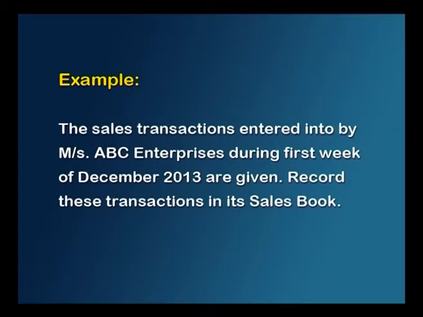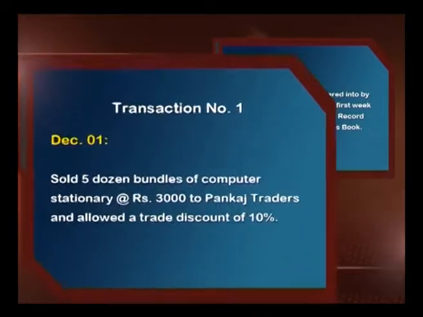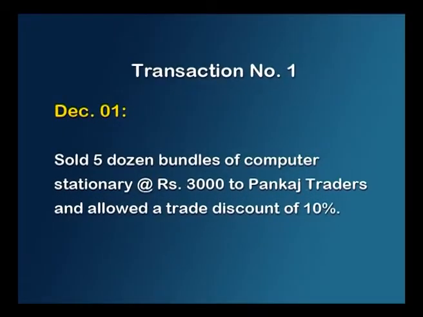Let us say the same firm, ABC Enterprises, entered into the following sales transactions during the first week of December 2013. Let us record these transactions in its sales book. First, we will read out the transactions and then we will see the sales book. In all, there are 4 transactions. December 1, the firm is selling 5 dozen bundles of computer stationery at the rate of 3000 to Pankaj Traders and allowed a trade discount of 10%.